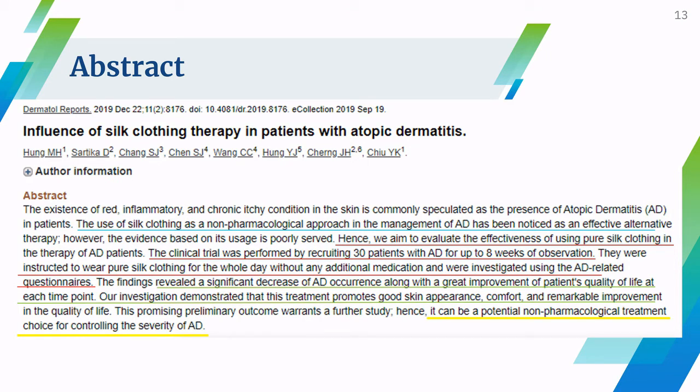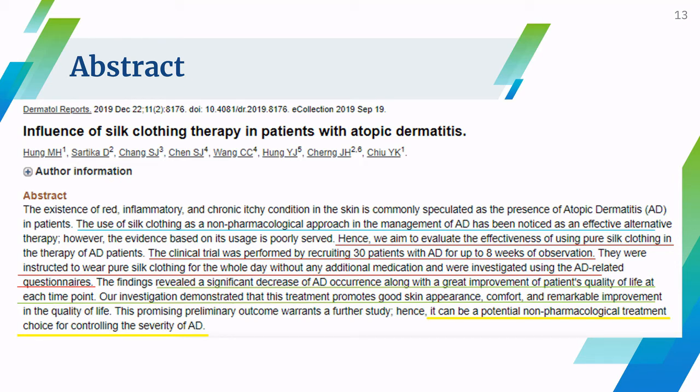The participants of this study wear pure silk clothing for the whole day without any additional medication and were investigated using the AD-related questionnaires. This is methodology that how this study was conducted. It is underlined with red color. The results are underlined with green color, which shows that silk clothing treatment promotes good skin appearance, comfort, and remarkable improvement in the quality of life of AD patients.